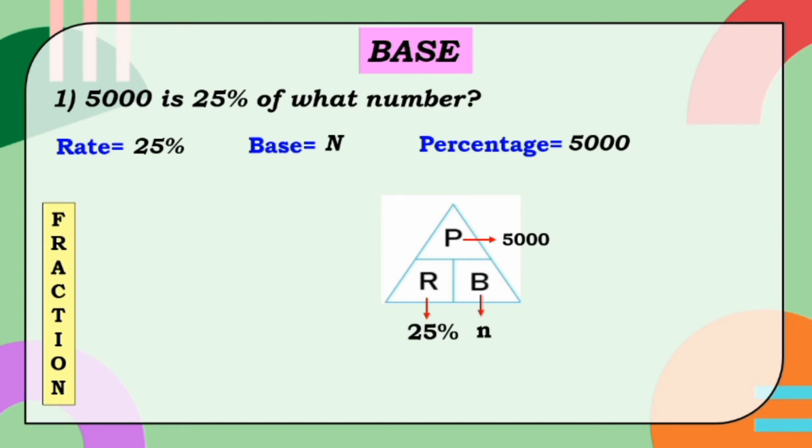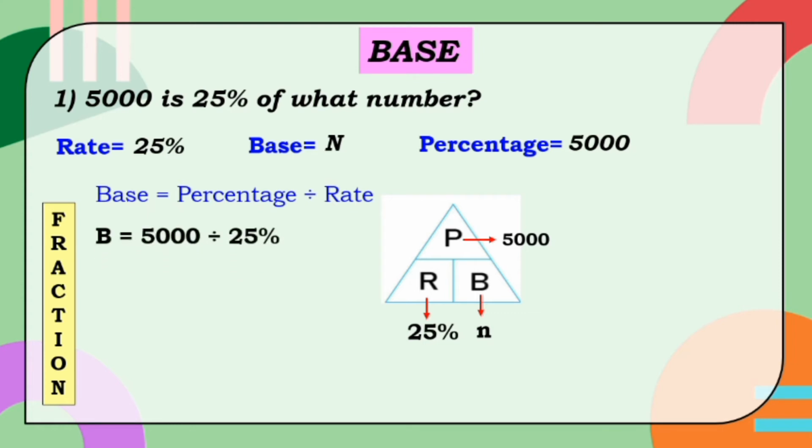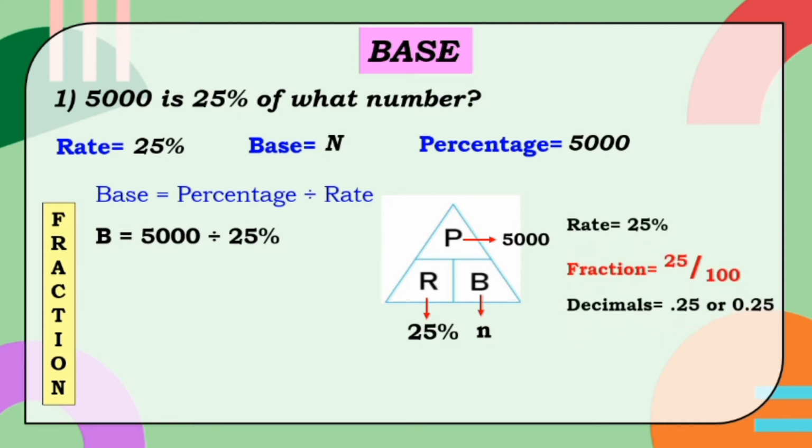So, ang ating missing ay base. So, the formula is base equals percentage divided by rate. Let B be the base. So, we have B equals 5,000 divided by 25%. Since fraction ang gagamitin natin, i-convert natin ang 25% sa fraction. So, we have 25 over 100. B equals 5,000 divided by 25 over 100.